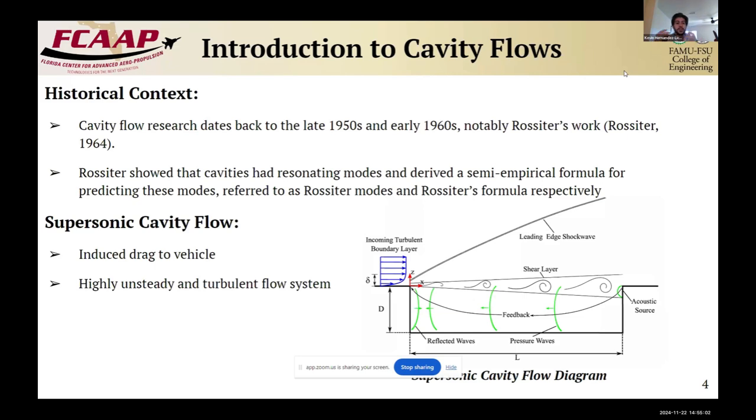So now, supersonic cavity flow creates a lot of potential problems with the system. Firstly, it induces drag onto a vehicle, and then it creates this highly unsteady and turbulent flow system. And at the bottom, we have a diagram here of the cavity flow, and I'm going to go over it more in depth a bit later.